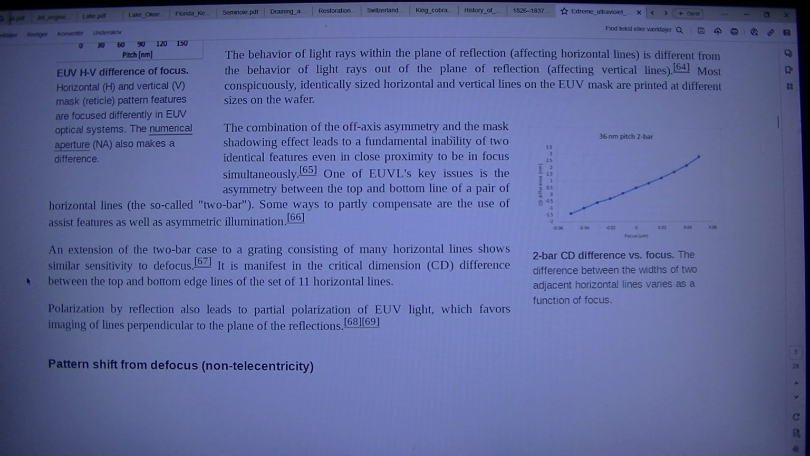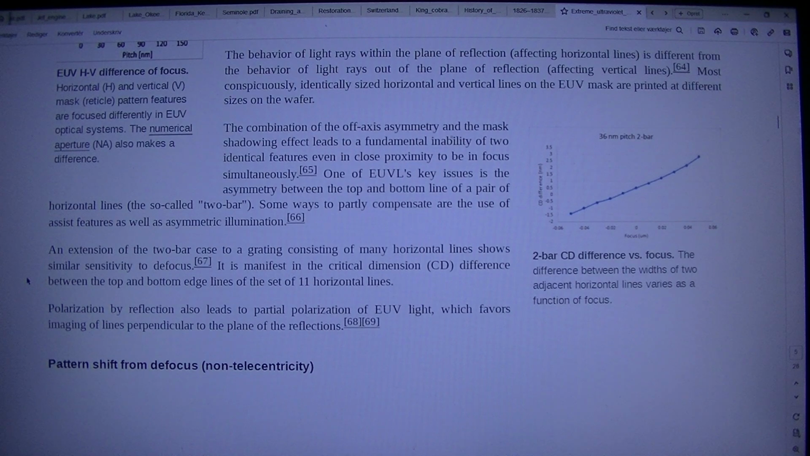The difference between the widths of two adjacent horizontal lines varies as a function of focus. The combination of the off-axis asymmetry and the mask shadowing effect leads to a fundamental inability of two identical features, even in close proximity, to be in focus simultaneously. One of EUVL's key issues is the symmetry between the top and bottom line of a pair of horizontal lines, the so-called two-bar. Some ways to partly compensate are the use of assist features as well as asymmetric illumination.